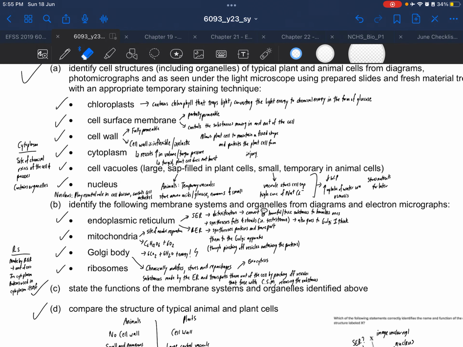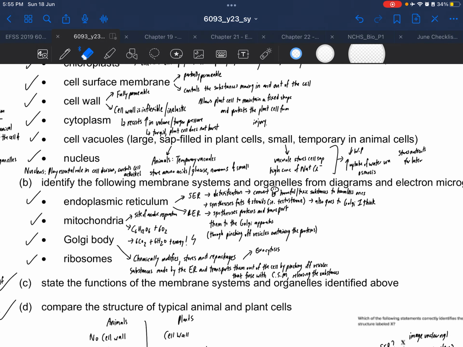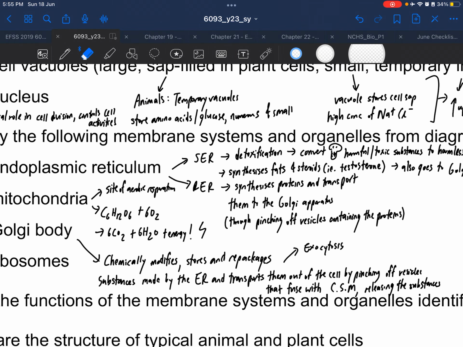For the endoplasmic reticulum, there are two parts, the RER and SER. So the RER has ribosomes attached to it, and ribosomes synthesize proteins, which is over here. As they synthesize proteins, they also need to transport them from the RER to the Golgi apparatus or Golgi body. And how they do this is they pinch off when the proteins are synthesized. The RER pinches off a vesicle which is transported to the Golgi apparatus.